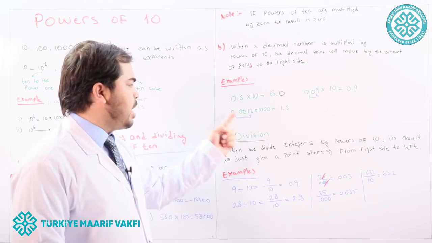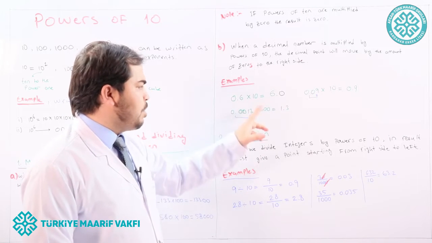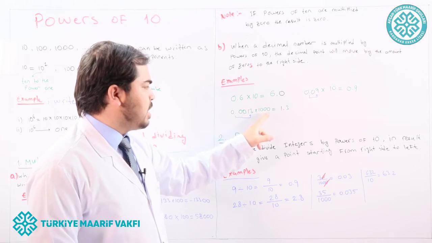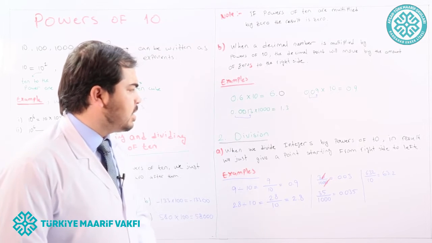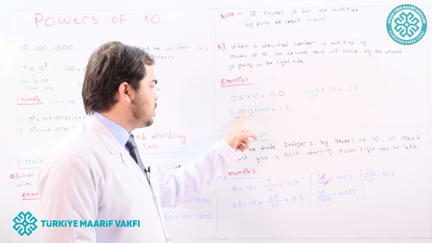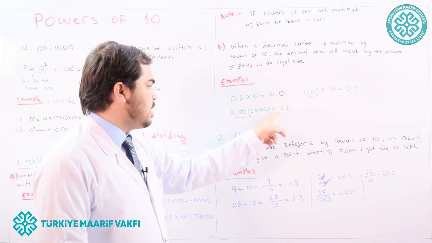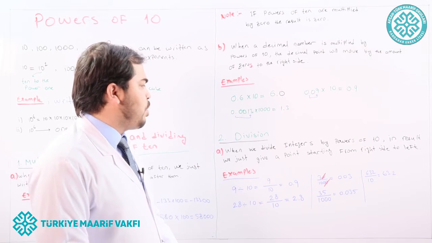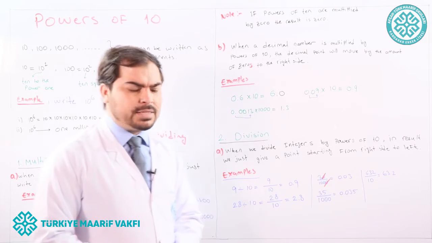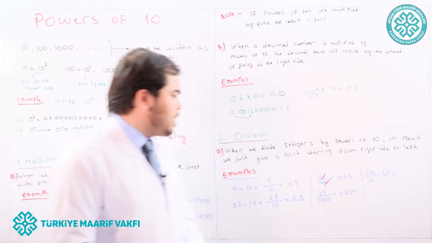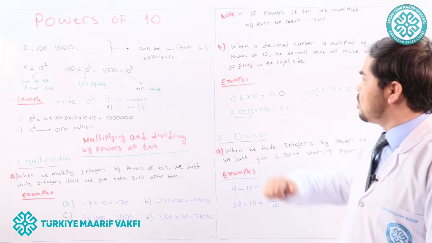Again we have 0.0013, with 2 zeros, then 1 and 3, and we multiply this by 1,000. 1,000 has 3 zeros, which means the point will move to the right by 3 digits: 1 digit, 2 digits, and the 3rd digit. It will be located between 1 and 3, and the result will be 1.3. So 0.0013 times 1,000 becomes 1.3. Now we have completed the multiplication. There were 2 cases: first integers, the second decimals.